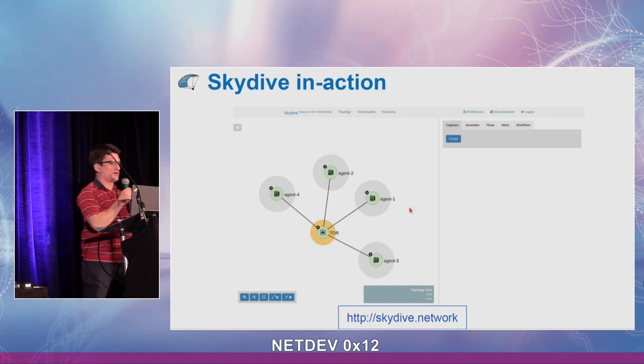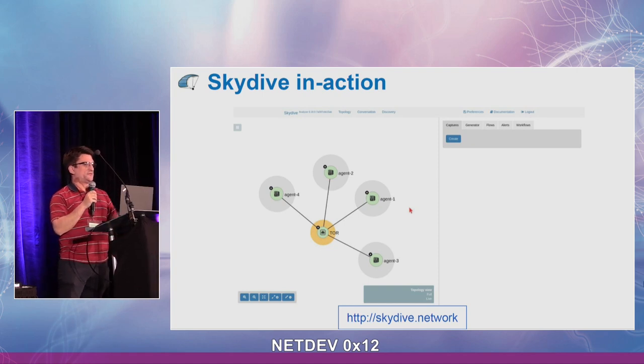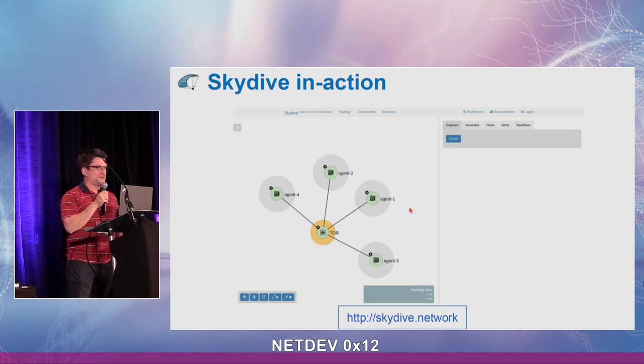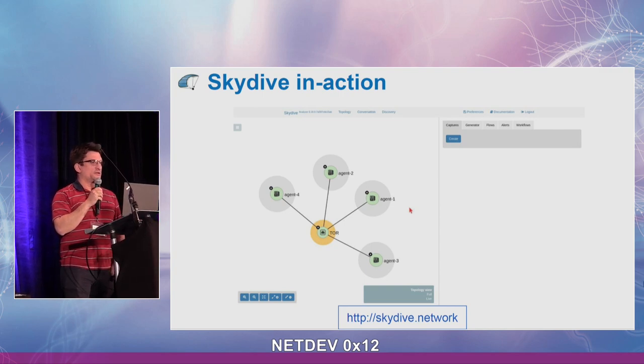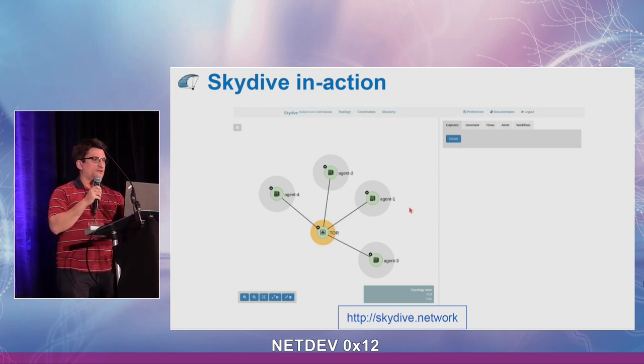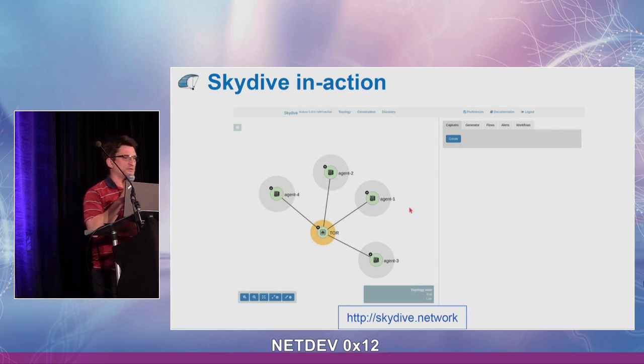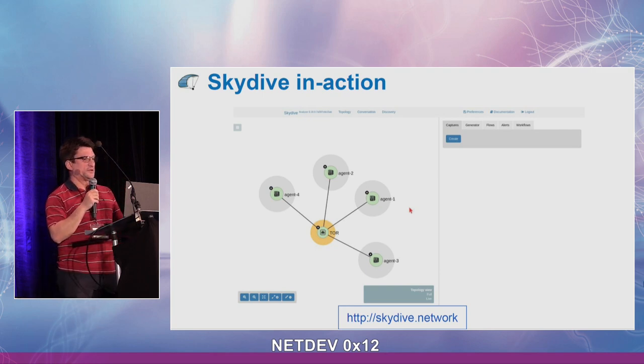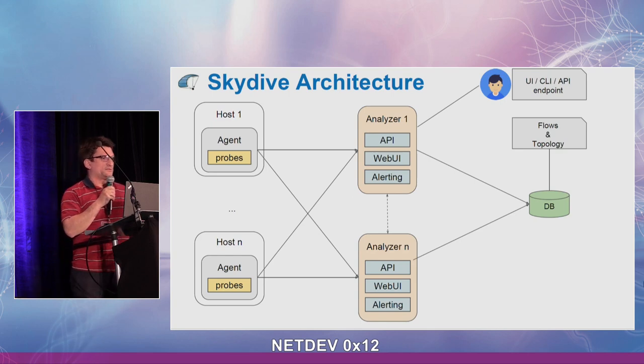Please go to the UI, Skydive Network. You will see the animated GIF, because that's the PDF presentation. The goal is just to show you the basic UI. You will see a simple deployment with four Skydive agents and one analyzer. And we show multiple namespaces, and you can see in depth what happens on your networks, or what has been deployed.